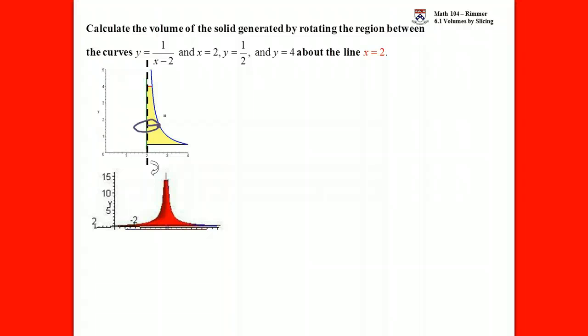The distance changes as you move upwards from a half up to 4. This is a half, and this is 4. The distance changes. Our job is to figure out what that distance is. Suggestions?